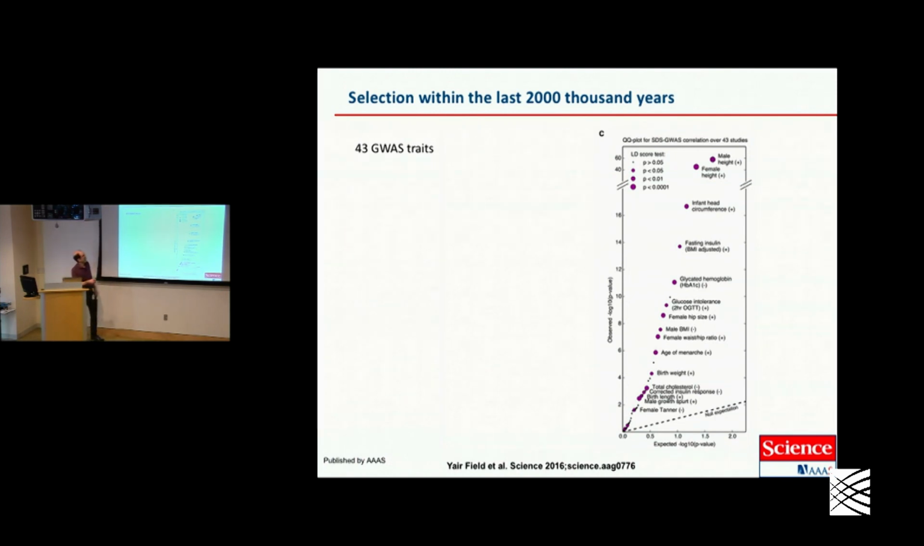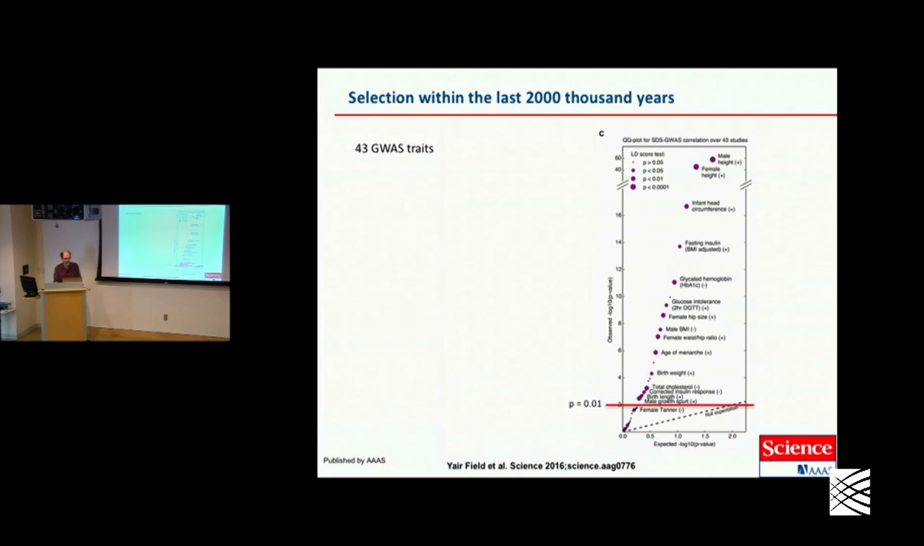Some of them are height, we've already said, fasting insulin, BMI. We talked about some of these, but it's interesting that such a large fraction of all of these traits seem to be under some selection. Not usually very strong selection, but the selection is ongoing. It's changing us constantly, and it's related to health, and it's an important thing to understand.